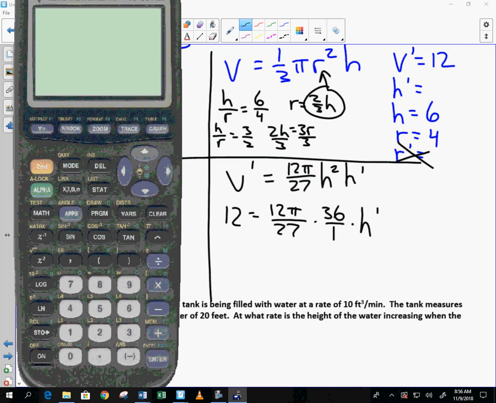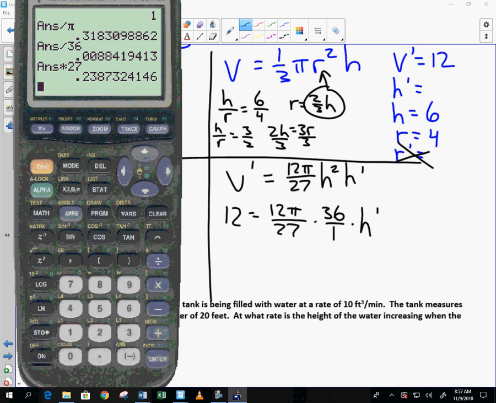There we go. 12 divided by 12 pi divided by 36 times 27. 0.238. H prime equals 0.238 what? Feet per minute. Yep.